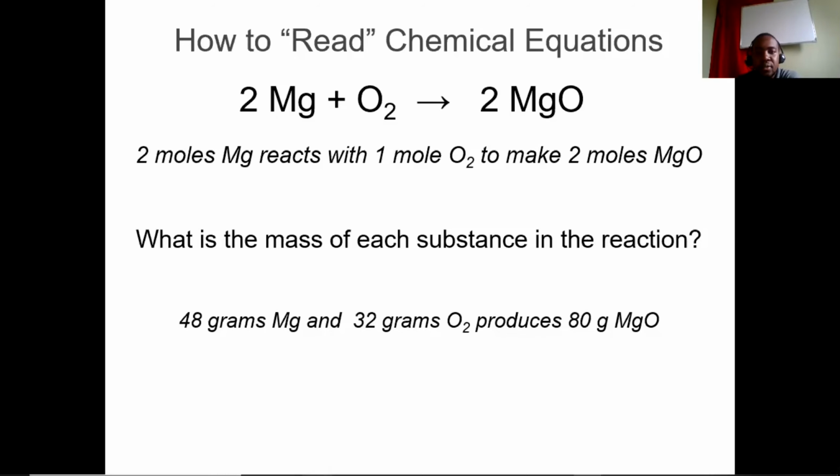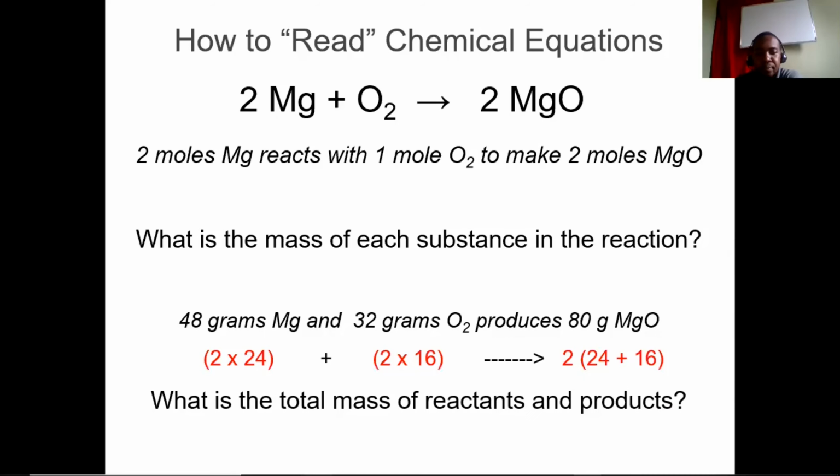Right, and oxygen O2, O is 16, so it's 2 of 16, which is 32 grams of oxygen, and it would produce magnesium oxide. Mg is 24, oxygen is 16, 24 and 16 is 40, but it's 2 moles of magnesium oxide, so it's 40 times 2 to give us 80 grams of magnesium oxide.